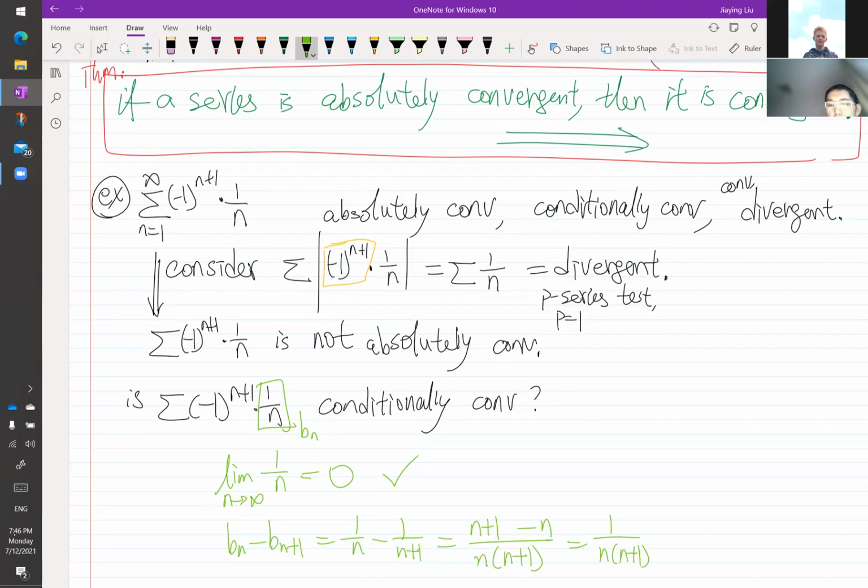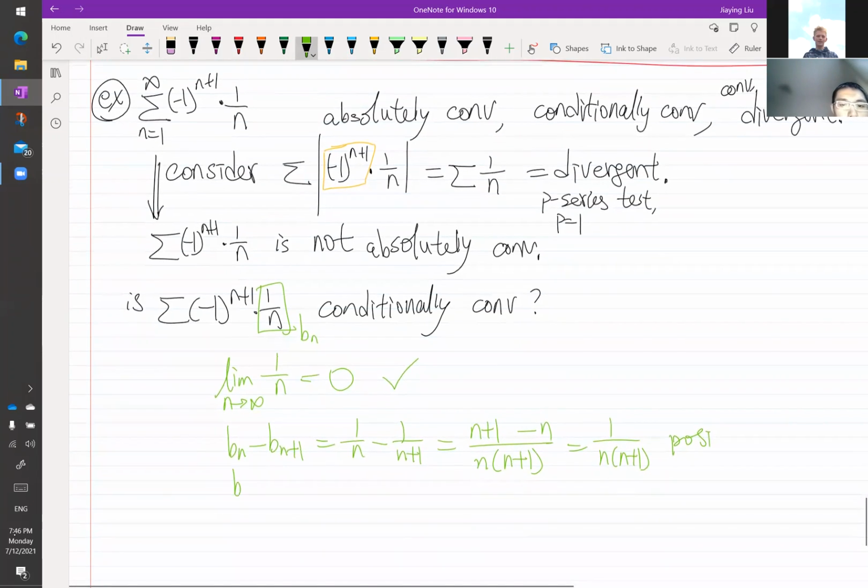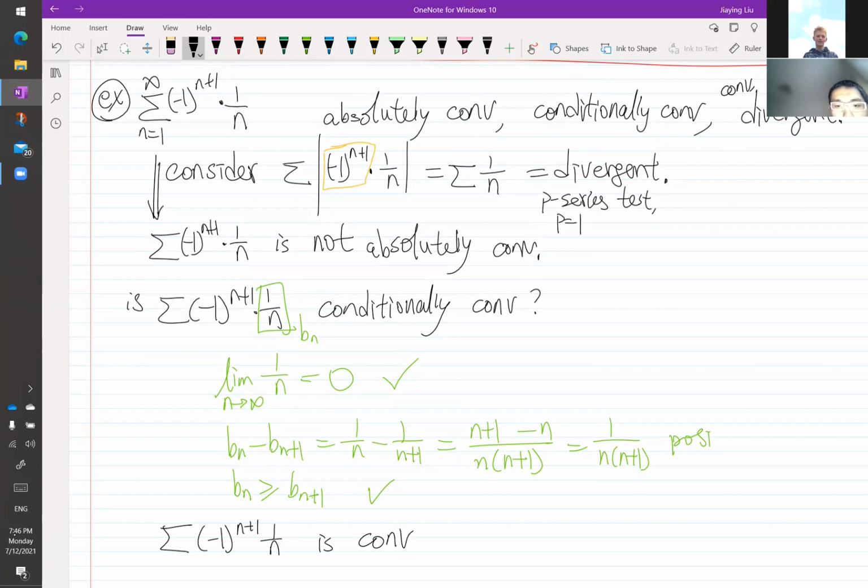This, I know for sure, is always positive for any n greater or equal to 1. So this is positive. Therefore, Bn is greater than or equal to Bn plus 1. It's actually just greater than, but again, we're going to keep the equal sign there. So the second condition is also satisfied. Which means this series (-1)^(n+1) times 1 over n is convergent. But because of the absolute value, that series is not convergent.